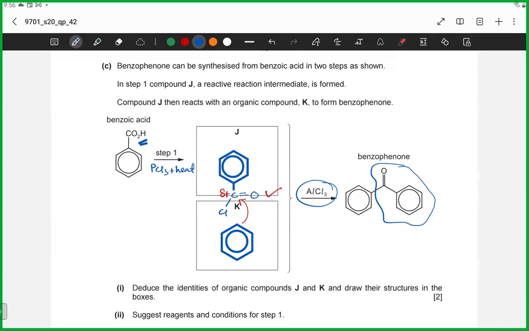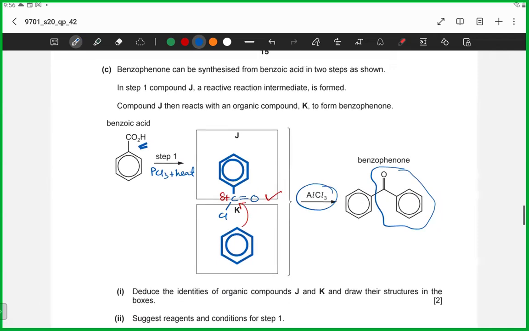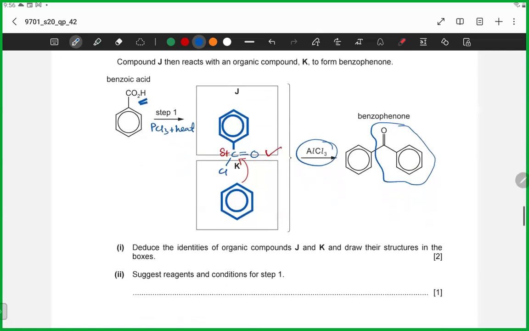Yes, sir. And sir, secondly, like in J, the position of the COCl, it should be the same as in benzophenone. Nikhil, it doesn't really matter what the position is, because there's nothing else attached. Okay.